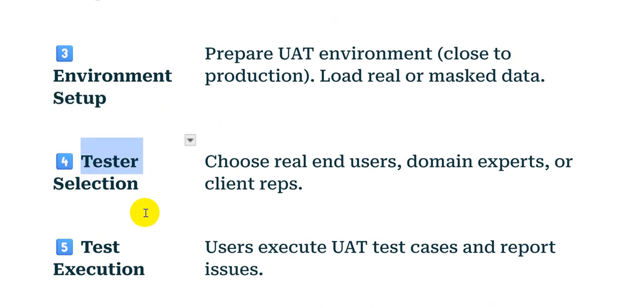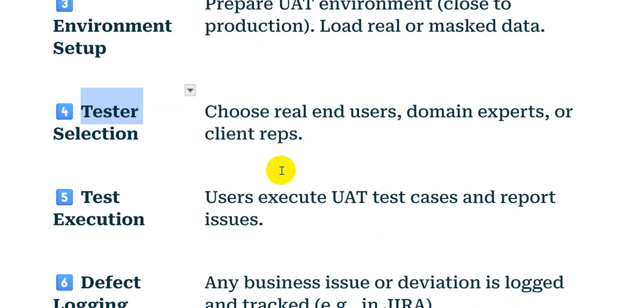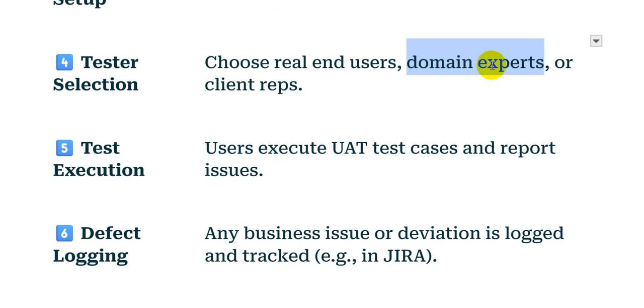And fourth one is tester selection. There UAT people or client can select the tester. They can choose the real end user, domain experts, or client representative. Domain expert means like we have e-commerce, healthcare, banking, web applications, telecom. These are the domains, you know. So if anyone is aware of healthcare and our application is related to healthcare, that time the client chooses the healthcare domain expert for the testing of the application.